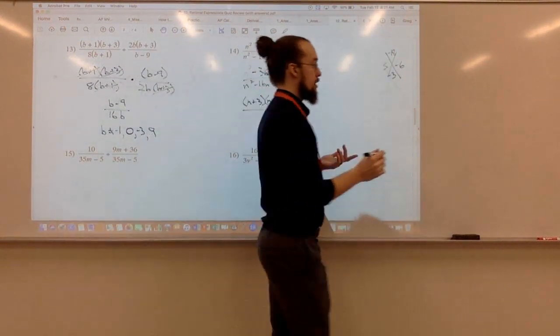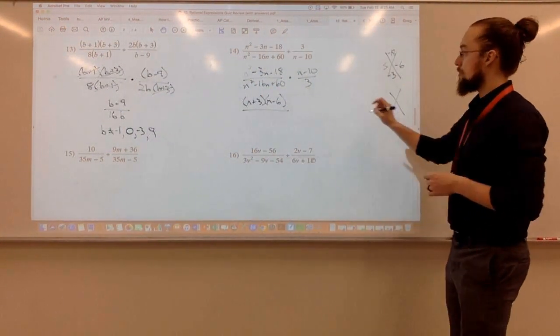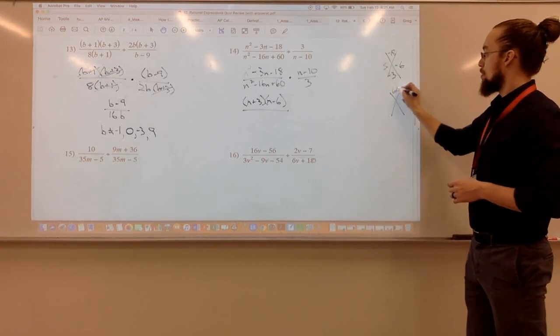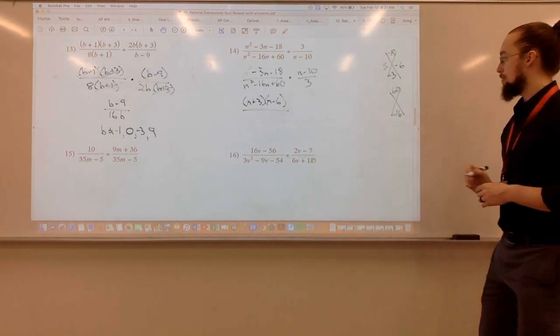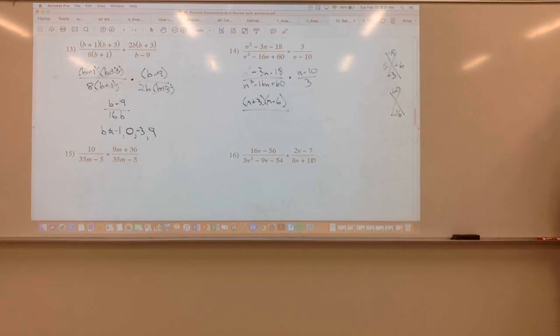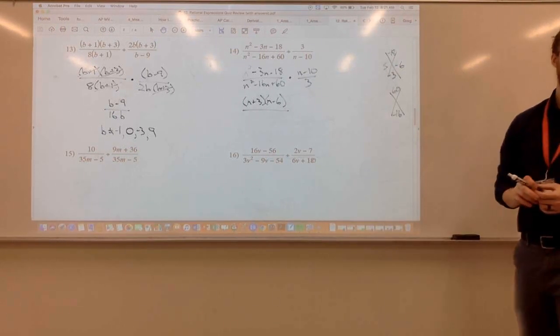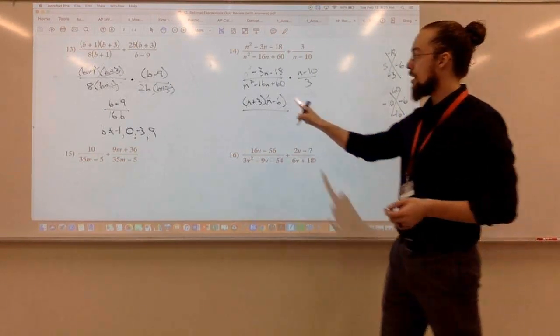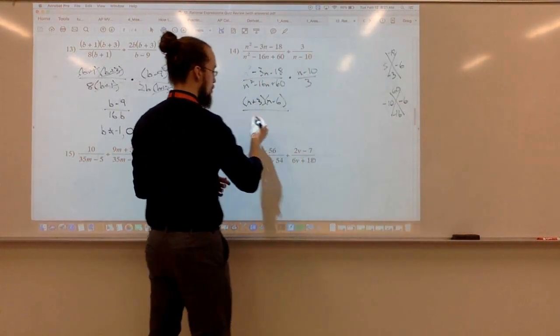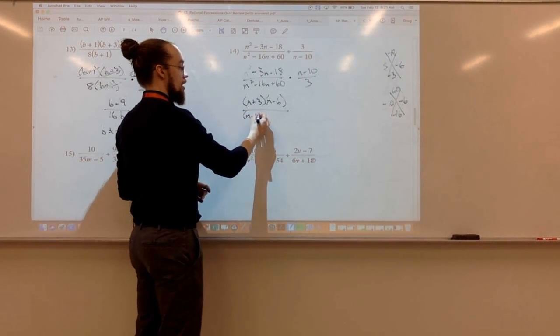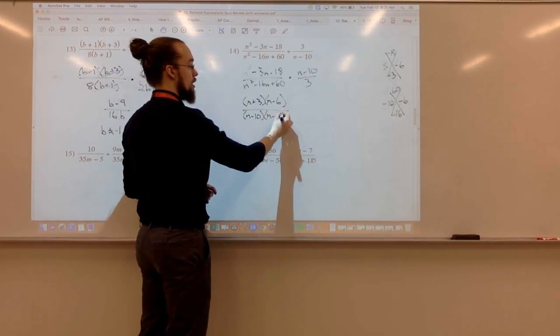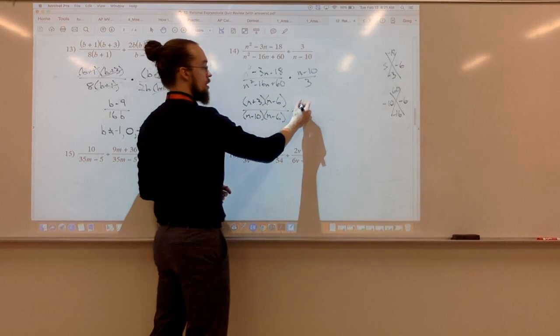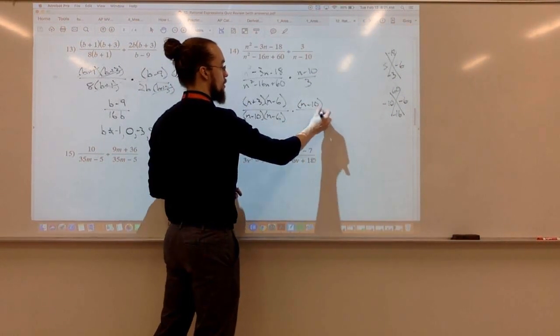Then I need to factor the denominator. So I want two numbers that multiply to 60 that add to negative 16. Negative 10 and negative 6. And again, my leading coefficient was 1. So those are my factors. N minus 10 and n minus 6. So then we've got times n minus 10 over 3.